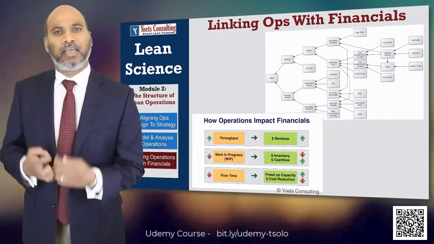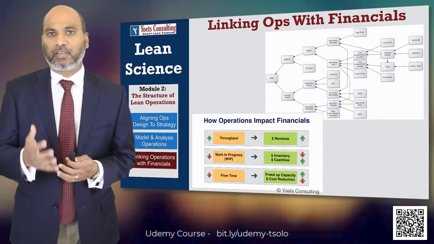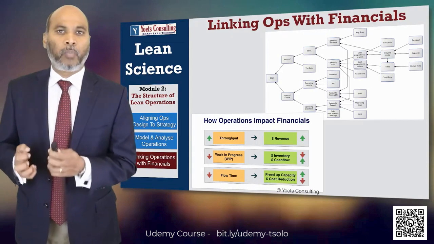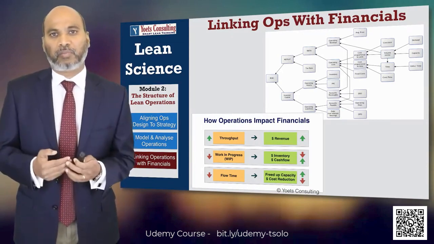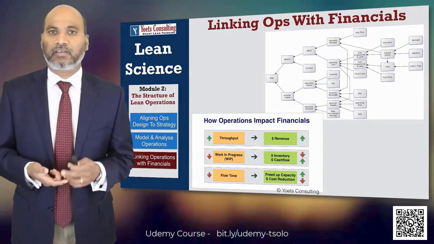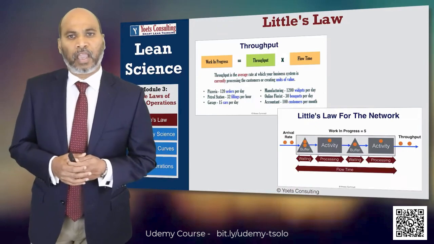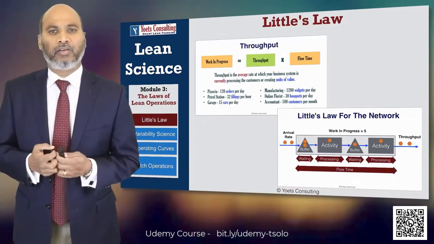Also, how do you link your operations to the financials? And that's very key. And one of the tools that we use here is known as the ROIC tree, where operational parameters are linked back to the ROIC, return on the invested capital, via the financials, including revenue, cost, working capital, inventory, and all the rest of them. Okay, and the third module, of course, is about the laws of lean operations.